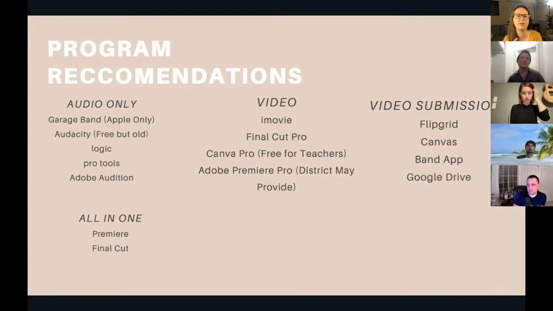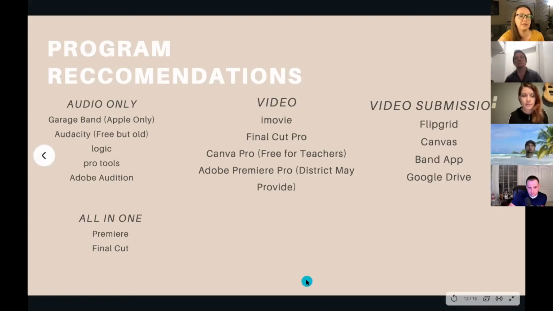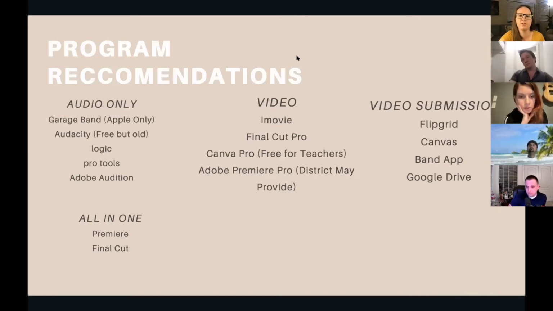For video, you can use iMovie, or you can use Final Cut Pro. Canva Pro, which is free for teachers, also does video. So if you're familiar with Canva already, I would definitely encourage you to check out their video function. It's super cool. Adobe Premiere Pro also, your district may provide that. If you're a Kern High teacher, that is provided to you, the whole Adobe suite. You just have to talk to your AP, and who knows, in your district, it might already be set up where you can get a subscription to the Adobe suite.